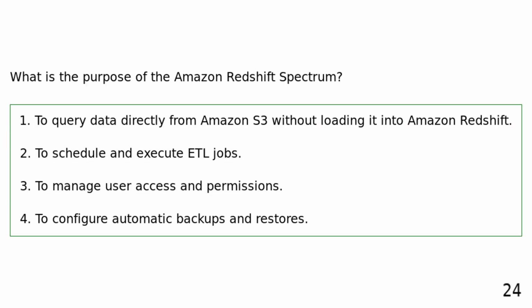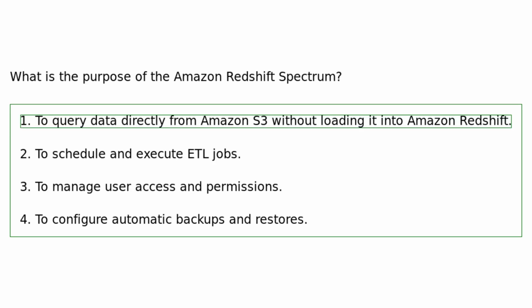What is the purpose of the Amazon RedShift Spectrum? To query data directly from Amazon S3 without loading it into Amazon RedShift. To schedule and execute ETL jobs. To manage user access and permissions. To configure automatic backups and restores. Amazon RedShift Spectrum is a feature that allows you to query data directly from Amazon S3 without loading it into Amazon RedShift, which can be useful for querying and analyzing large datasets without incurring additional storage costs.